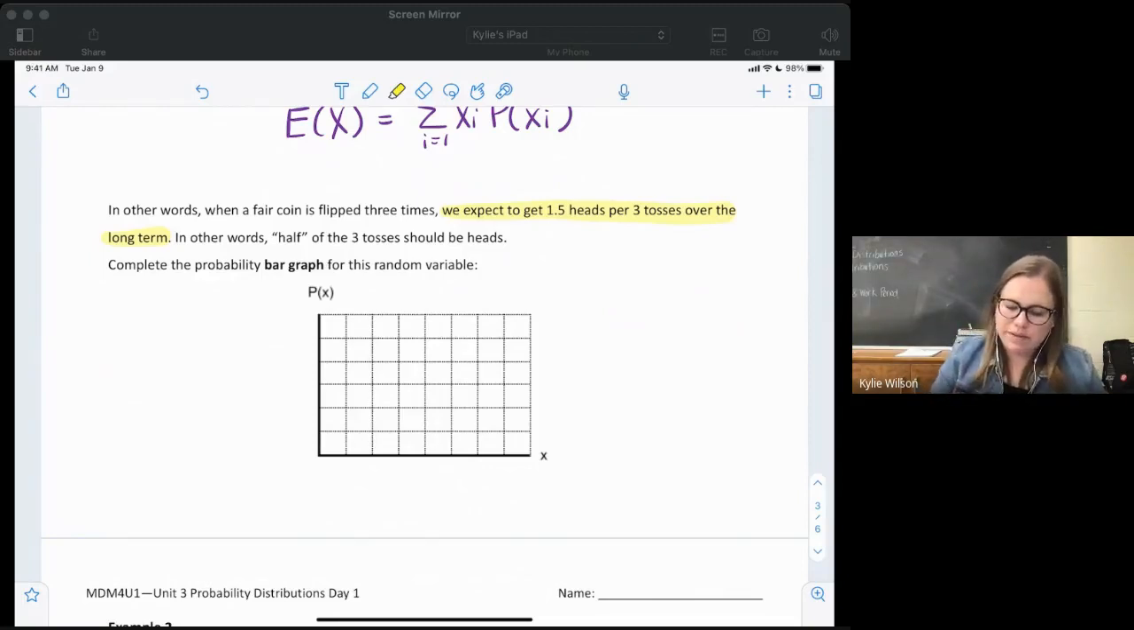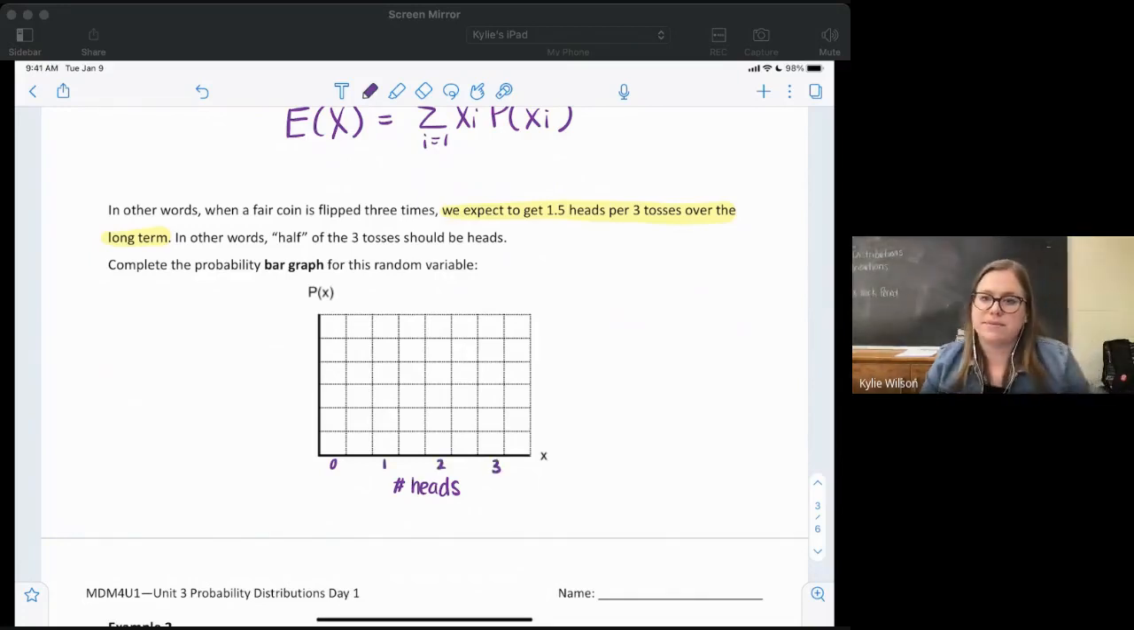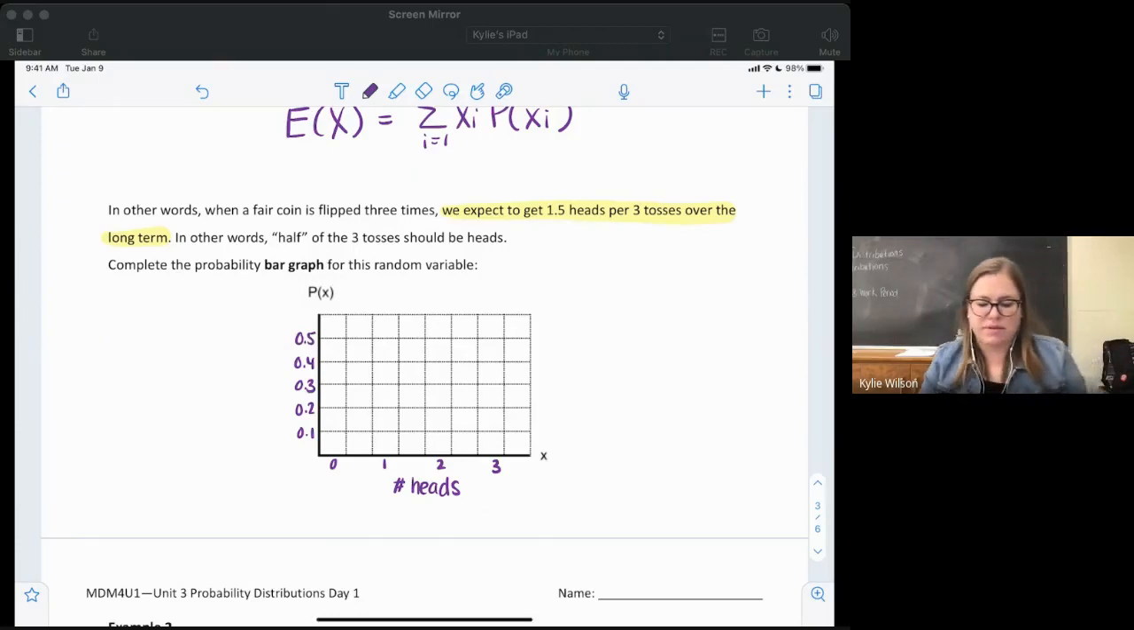So we're going to graph our outcomes with the probability of each outcome. Our outcomes here are my number of heads. I could have 0, 1, 2, or 3. And then the probabilities are all in decimals. It's up to you how you want to use your scale. I just did this because it doesn't have to be perfect, but really it's up to you, whatever you'd like to do.